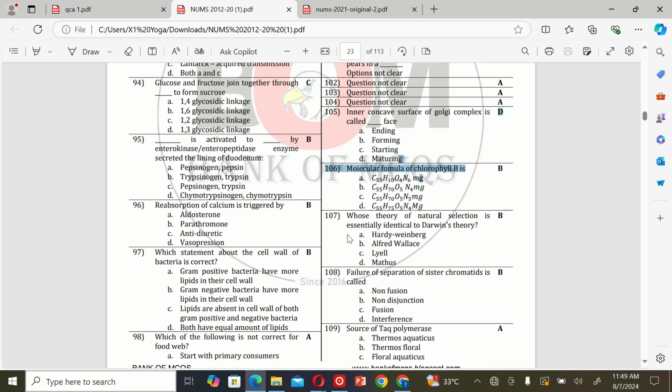The next MCQ is, whose theory of natural selection is essentially identical to Darwin's theory? A. Hardy-Weinberg. B. Alfred Wallace. C. Lyell. And D. Malthus. So the correct option is B.